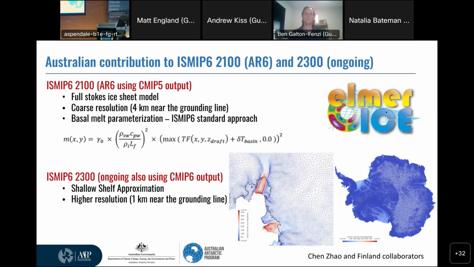But the cool thing about ELMA is that you can run it in full Stokes or as a Stokes model, or in this shallow shelf approximation. We're currently trying to figure out how to be able to run ELMA on Gardi at high resolution using full Stokes.